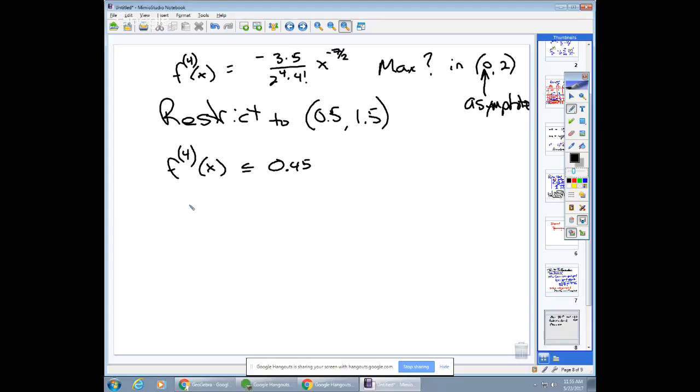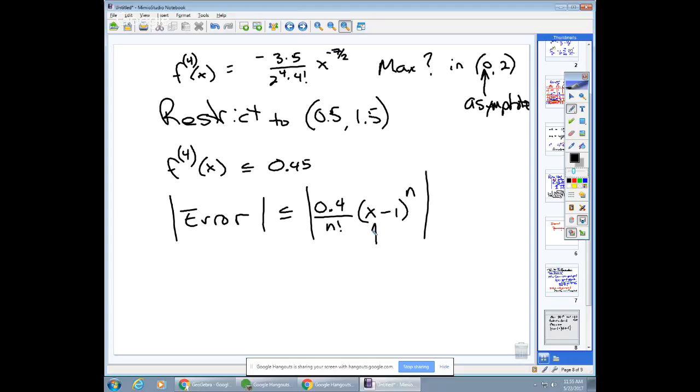So with that in mind, what I get for the remainder theorem is that the error in approximation, which is that remainder, has to be less than or equal to 0.45 over n factorial times x minus 1 to the n. And let's say I need absolute value around that too, because depending on x, this might be positive or negative, and depending on n. Right, so that's our max that goes right in there.